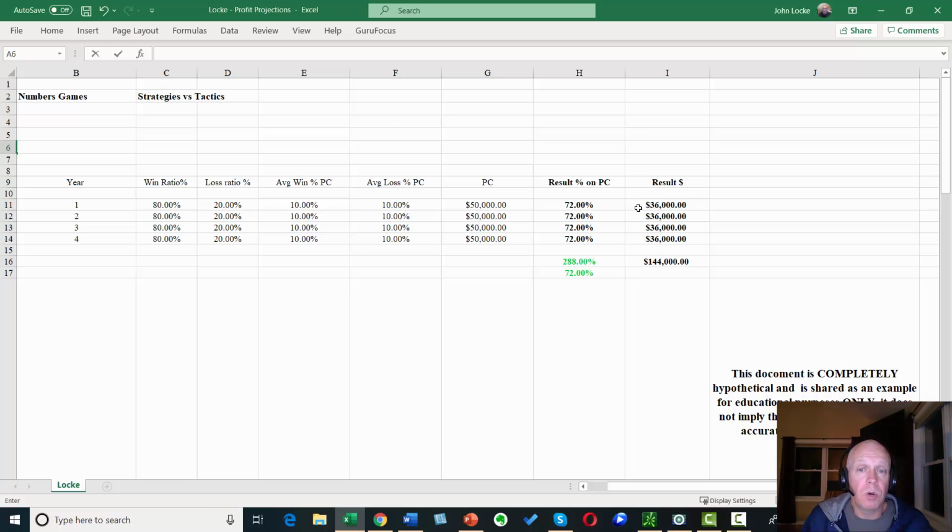All right. So let's say that happens in year 1, it happens in year 2, it happens in year 3, it happens in year 4. Then our return on our planned capital for that 4-year period is going to be 288%, and our annualized rate of return on that capital is going to be 72%. The result from a dollar standpoint is we would have made $144,000 with our $50,000 in capital. Pretty good, right? That's why we call this a dream strategy.